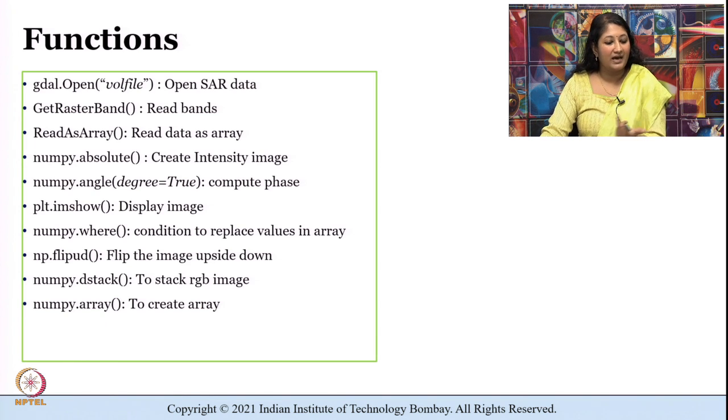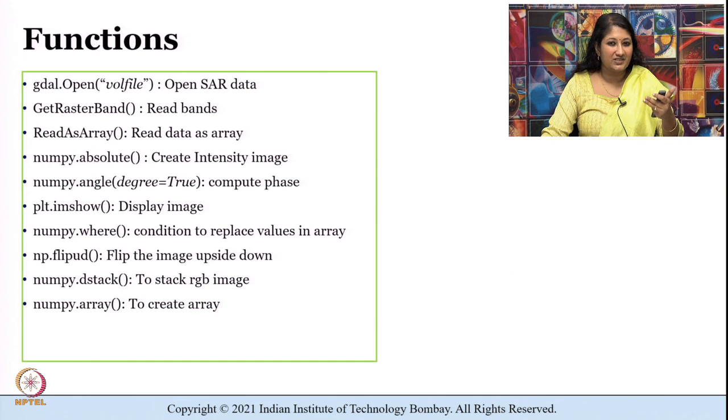I can get the number of bands of an image using the GetRasterBand function, and I can create an intensity image using numpy.absolute. I can compute the phase using numpy.angle. To display an image, I can use the plt.imshow command, and if I want to flip an image upside down, I can use the np.flipud function. I can even stack the bands to create an RGB image using the numpy.dstack function. And of course, to create an array, I can use numpy.array.